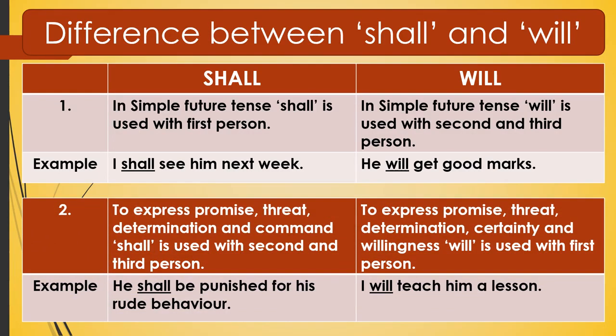Number 2. To express promise, threat, determination and command, shall is used with second and third person. For example, he shall be punished for his rude behavior. While to express promise, threat, determination, certainty and willingness, will is used with first person. For example, I will teach him a lesson.